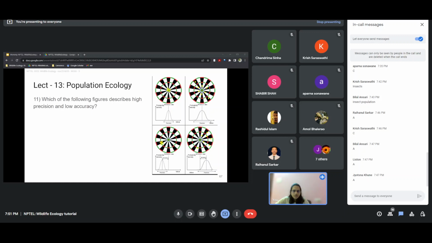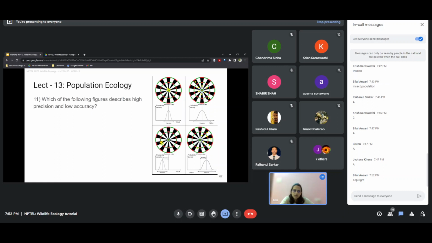Okay, so you have a figure here. Tell me, which of the following figures describes high precision and low accuracy? You have graphs here to also guide you through your possible answers. I didn't actually mark these, so you can tell me top right, bottom right, top left, or bottom left, whichever you feel is the correct answer.